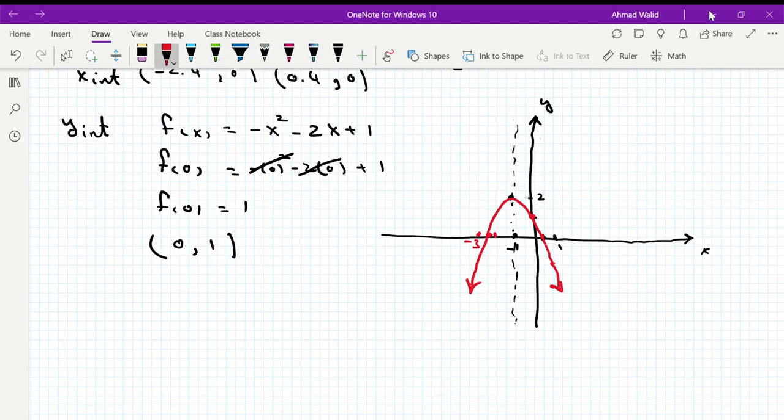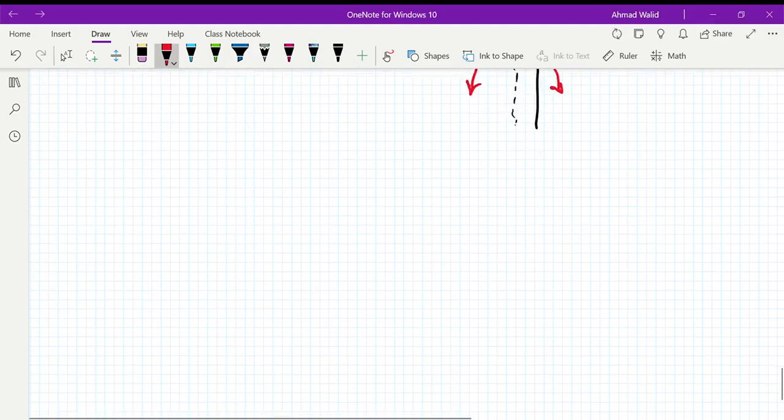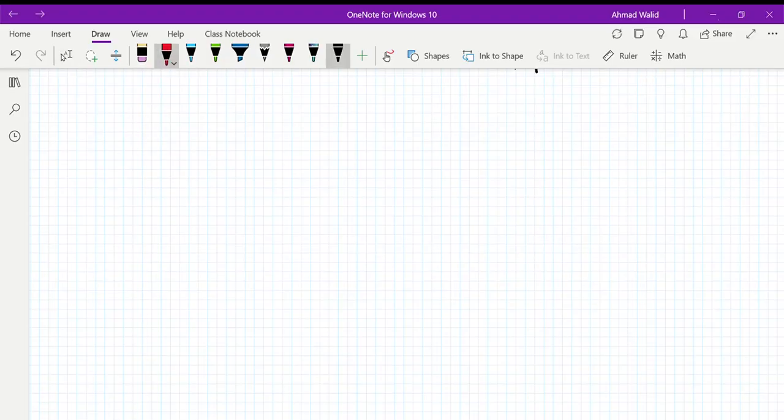This is how you graph functions when they are given in the form of f of x equals ax squared plus bx plus c. Let me do one more example for you also. Don't complain, he always does one example, correct? I'll do one more. Example number 2.